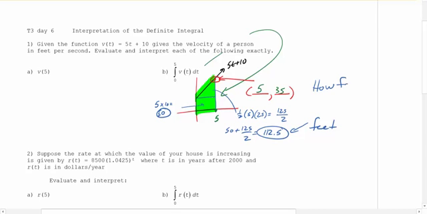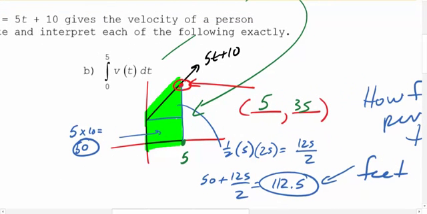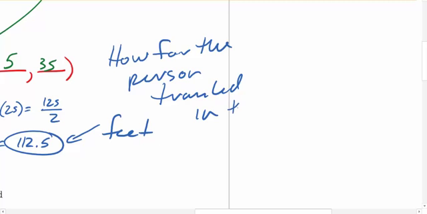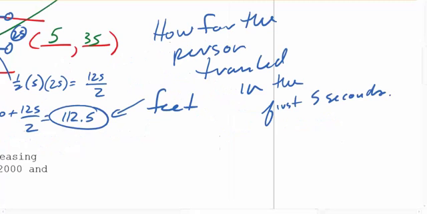How far the person traveled in, because that's the height from here to here, Nick. This distance from here to here is 25. How far the person traveled in the first what? 5 seconds. Good?